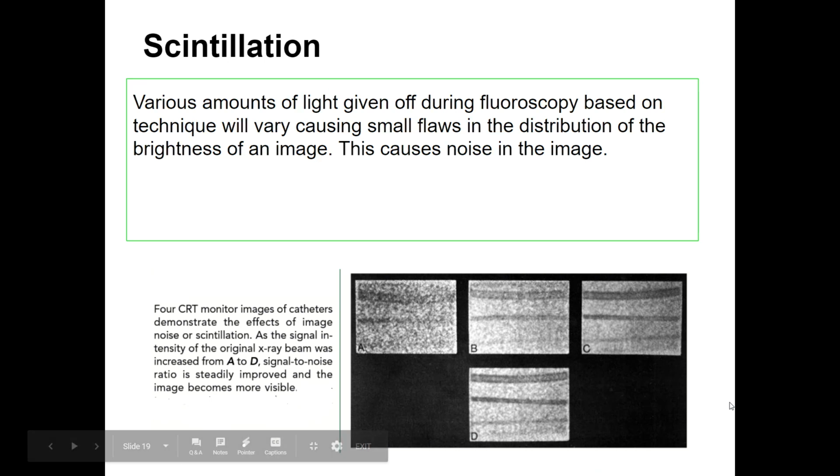Here, I guess someone fluoroed a catheter, I think. And when you look at A, you could barely see anything. The tubing, which was just thick plastic tubing, is seen much better going from A to D as the signal to noise ratio keeps increasing. So noise goes down and our image contrast gets better.